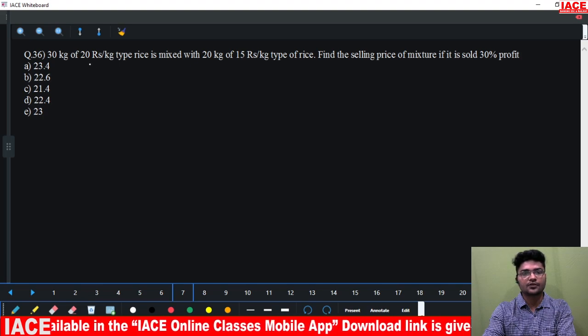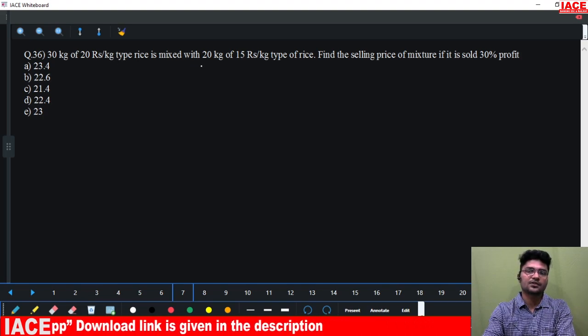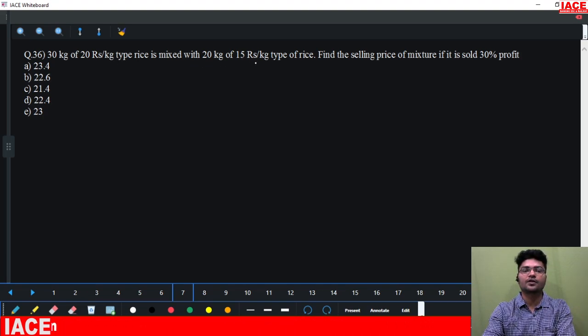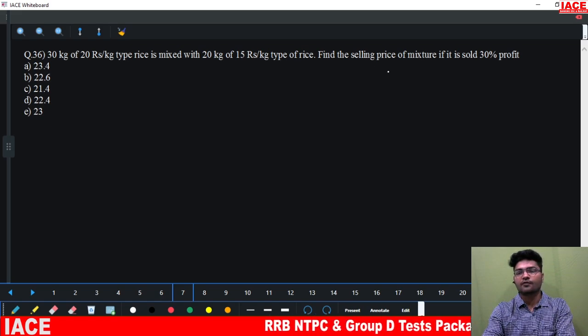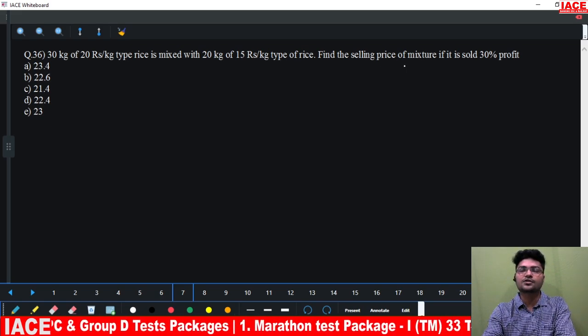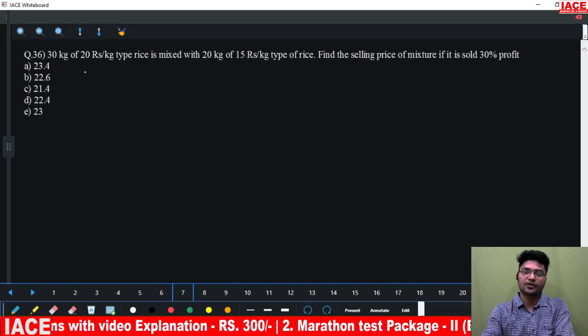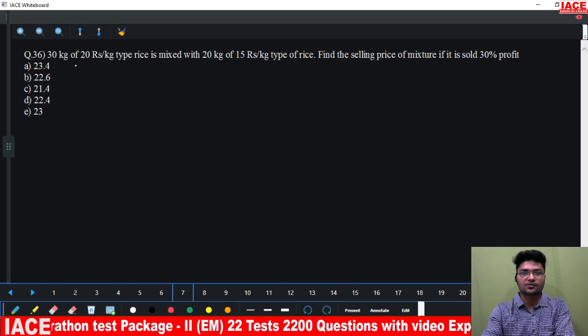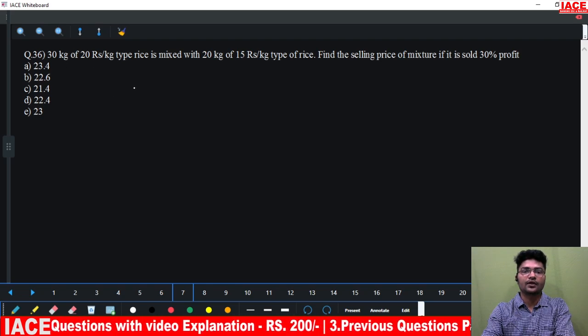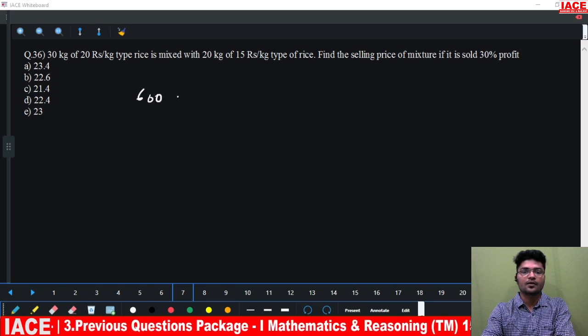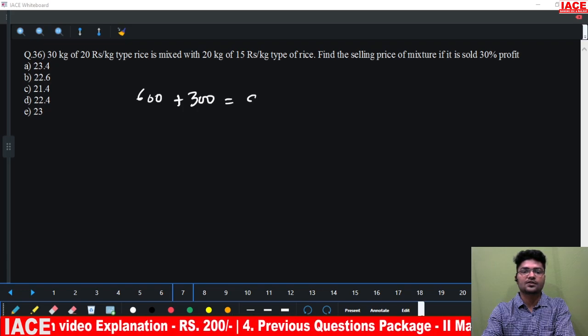30 kgs of 20 rupees per kg type rice is mixed with 20 kg of 15 rupees per kg rice. Find the selling price of mixture if it is sold at 30% profit. So selling price means first I will find out the total cost price. Total cost price means 30 into 20. This is 600 plus this is 20 into 15. This is 300.